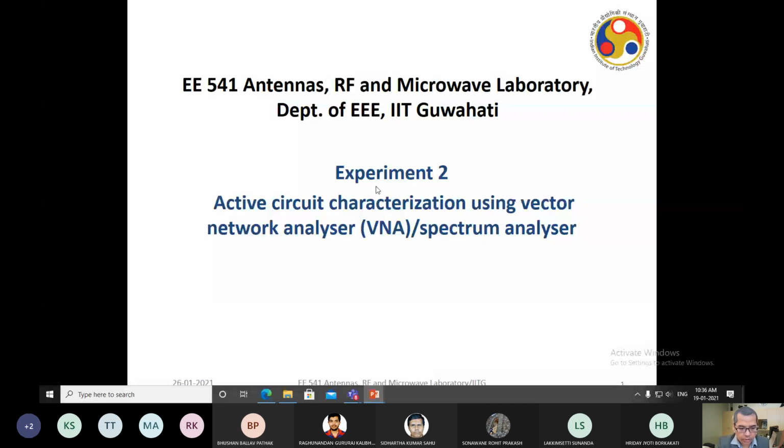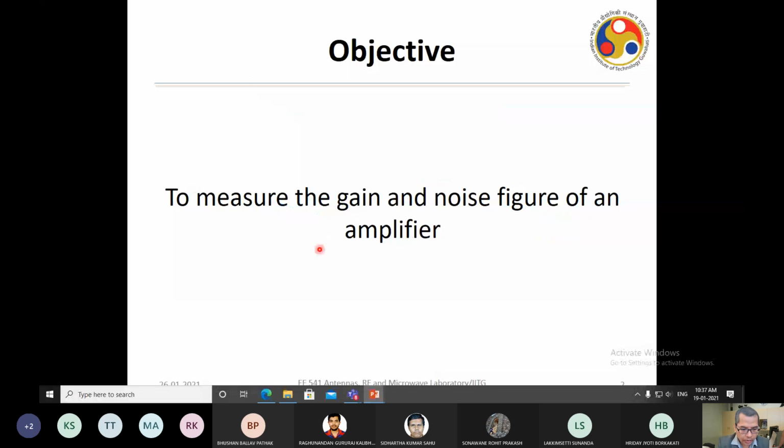So your second experiment would be on the characterization of active devices such as a power amplifier. Here we'll use the VNA as well as the spectrum analyzer. We'll use the VNA to measure the power gain of the amplifier, and we'll use the spectrum analyzer for measuring both power gain and noise figure of the amplifier.